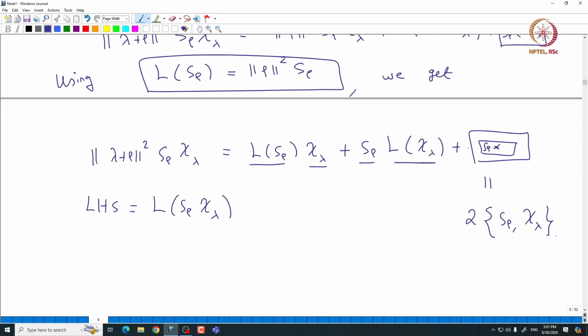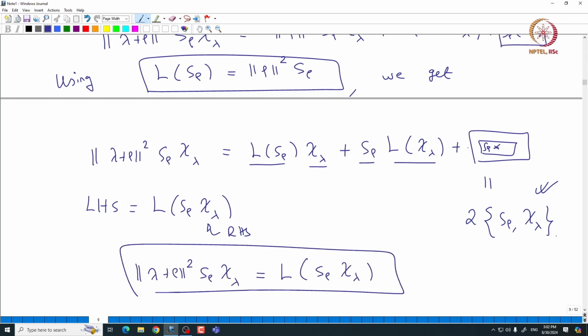So, this is exactly this. That implies that the right hand side is indeed this. This is the right hand side. So, that proves that norm of lambda plus rho squared times S rho chi lambda is exactly given by the Laplacian applied on S rho chi lambda. This is what we wanted to prove.